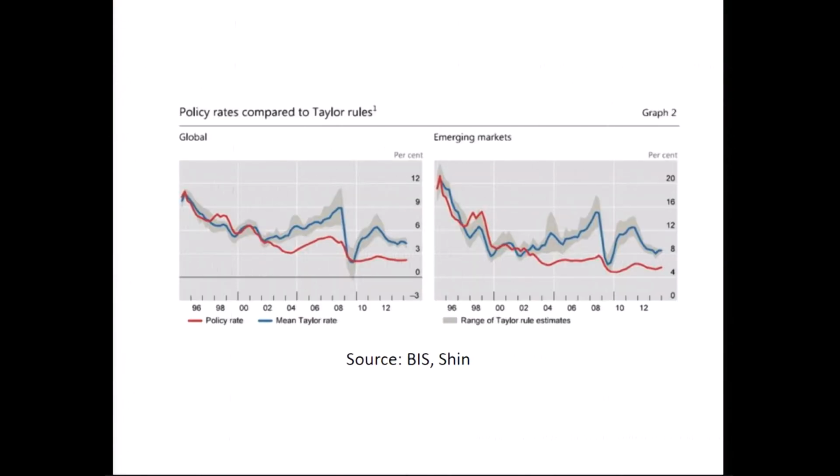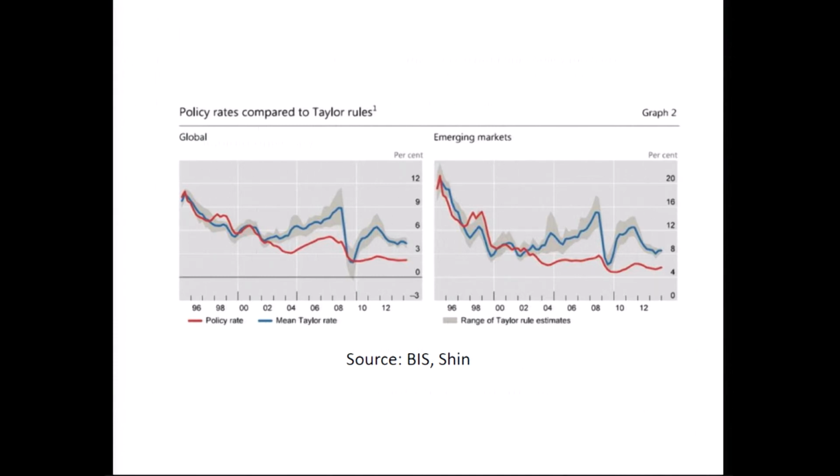Okay, and then finally, internationally, this chart I think is helpful. This is from the BIS. Yun Shin, who's at the BIS, has calculated the policy rates that have been set on average since the mid-90s, both globally on the left and emerging markets on the right. And it compares that to policy rules. It's one policy rule again. It's an average across these countries.